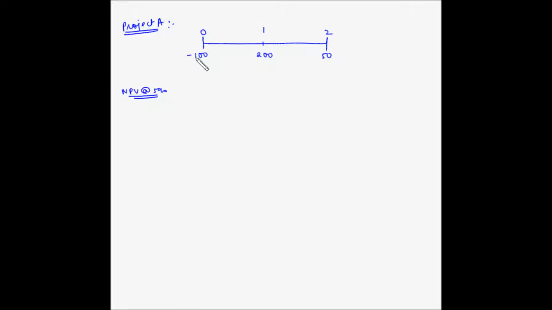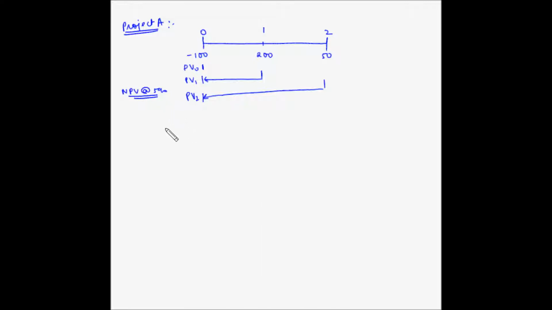So here we have a cash outflow of 100 rupees. So let's say the present value of this cash flow is PV0. Then we have a cash flow of 200 rupees. So let's say the present value of this cash flow is PV1. And then we have a cash flow of 50 rupees. So the present value is PV2. Now first we'll do the calculation for present values at 5% discount rate.